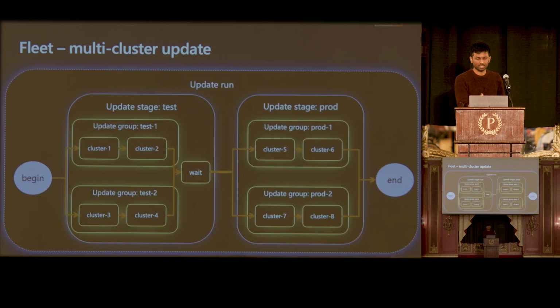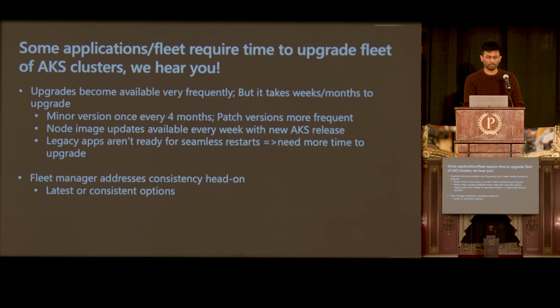So how does this look? Yeah, the flowchart looks like this. You have update stages. Within the update stages, you can define the wait times. And then within the update stages, you can compose the different groups, and you can have the ordering over there.